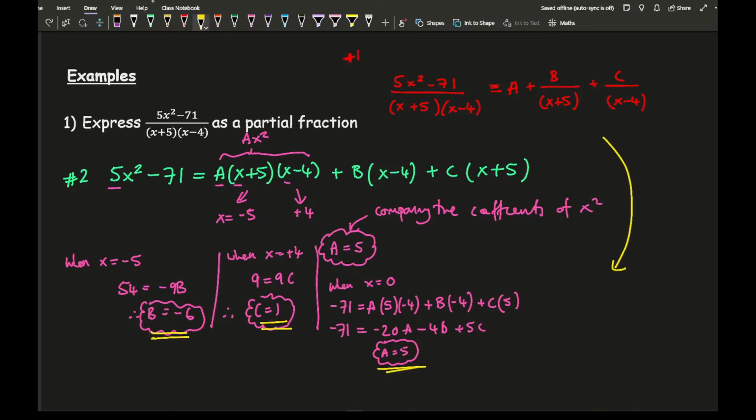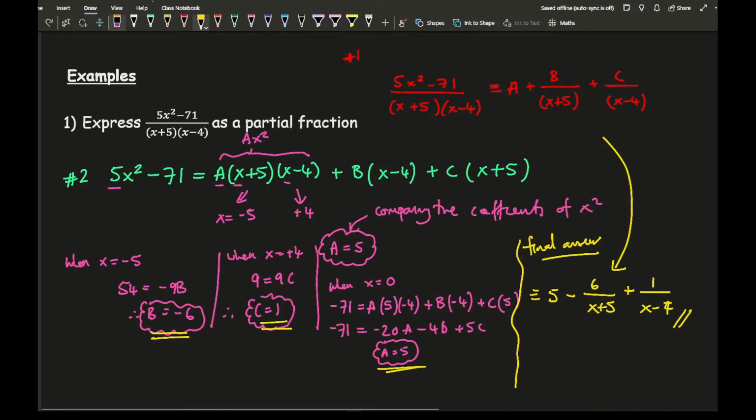So if I just drag this down, in terms of my final answer, a equals 5, so it's going to be 5 minus 6 over x plus 5 plus 1 over x minus 4. And there is my final answer. Now again, if I had any different arrangement of that, that would be fine, as long as your quotient is 5, the numerator over x plus 5 is minus 6, and the numerator over x minus 4 is 1.